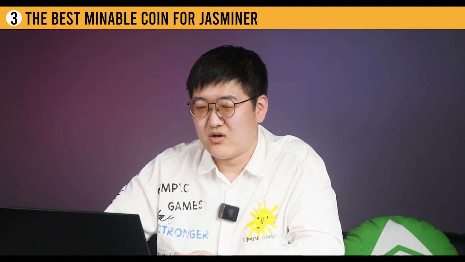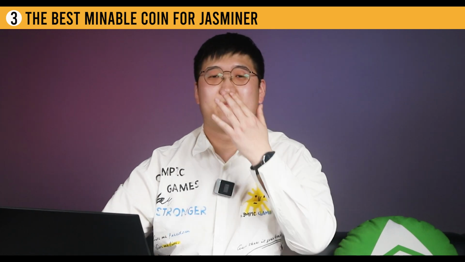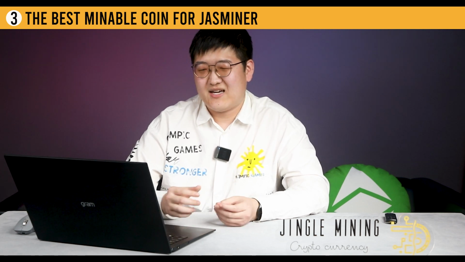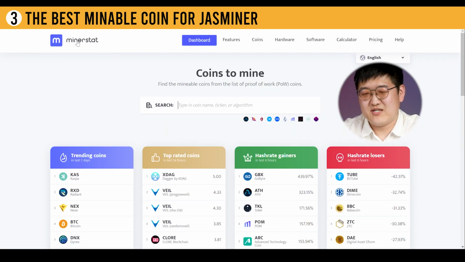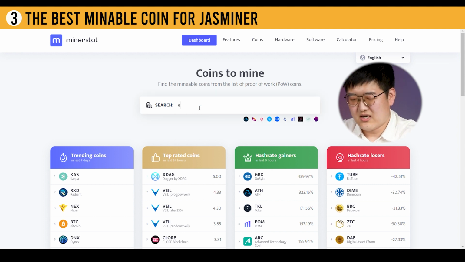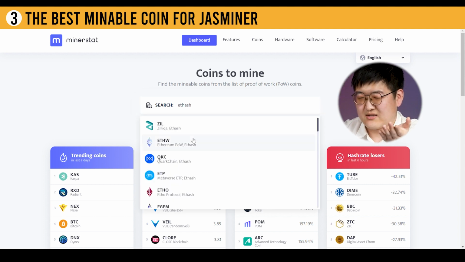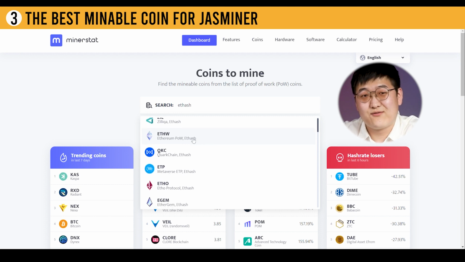So let's go to our part 3. Part 3 is about what will be the best coin to mine with your Jasminer X4Q-Z. And once again, I personally prefer the website minerstat.com, because once you type in ETHash, it has a search box available for you to choose which coins you can mine with the ETHash algorithm.